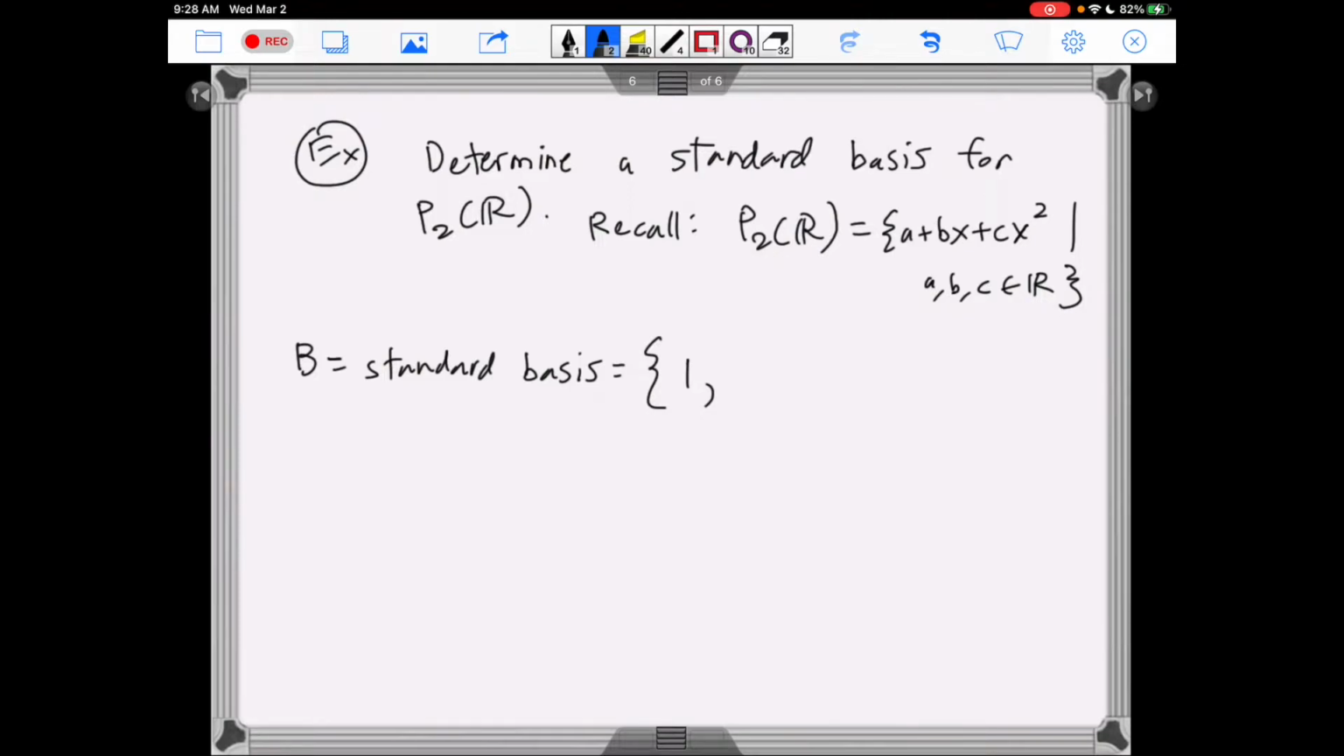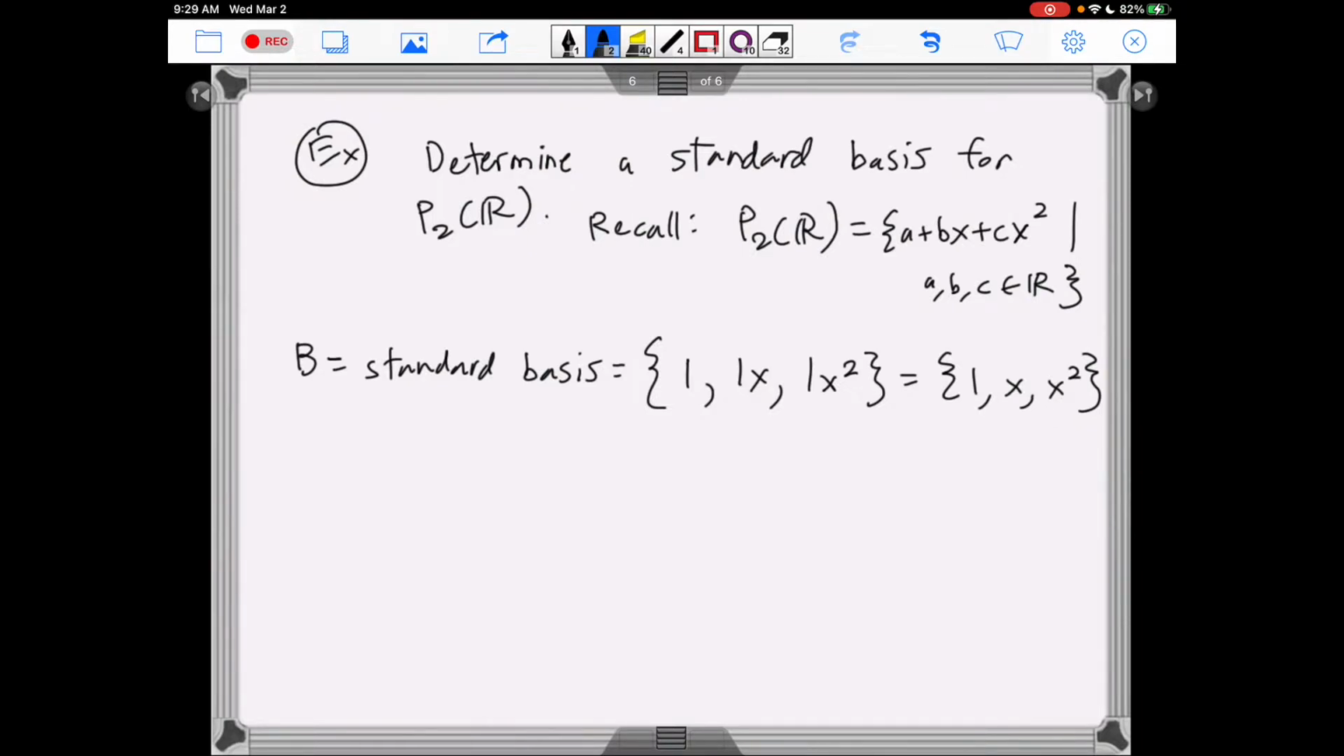Then our second basis vector is going to be when we have b equals 1 and the other two both 0. That's going to be 1x. And then the third one is going to be when c is 1 and the other two are both 0. So that's just 1x squared. Or we can also just call this 1, x, and x squared, right? We know that when there's nothing in front of a variable, there's really an implied 1 there, right?